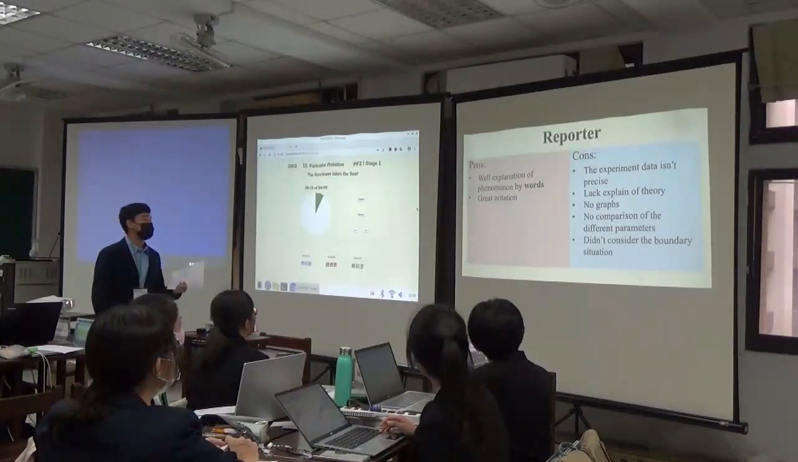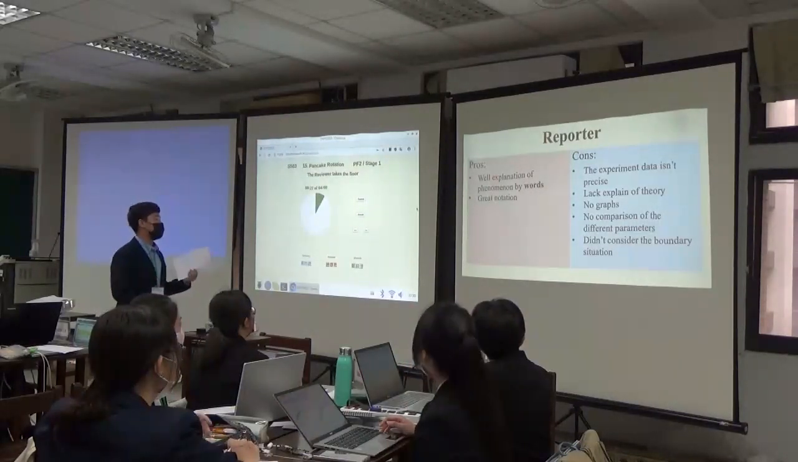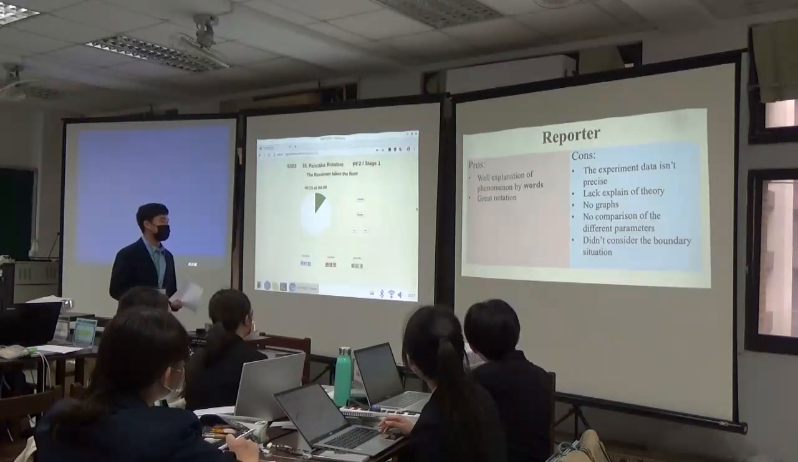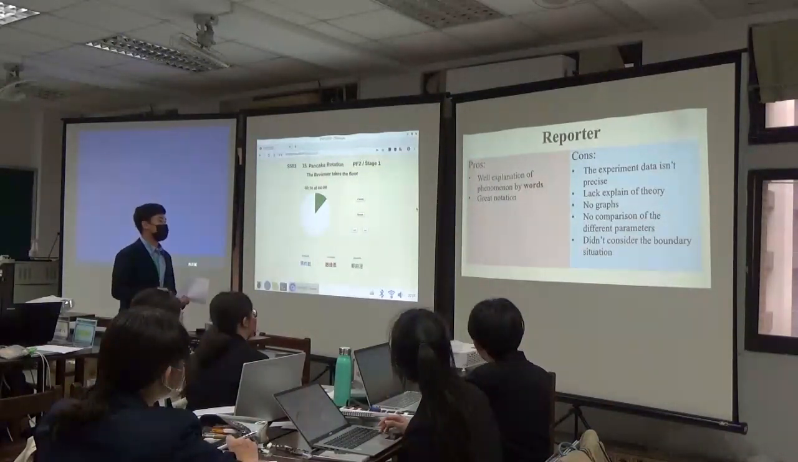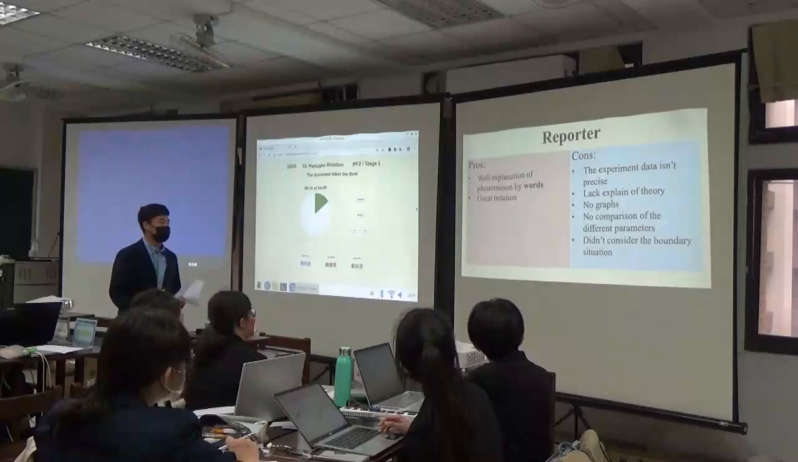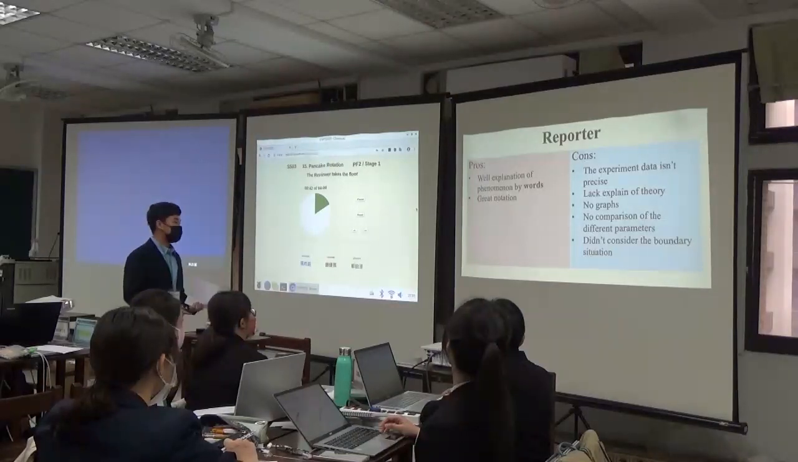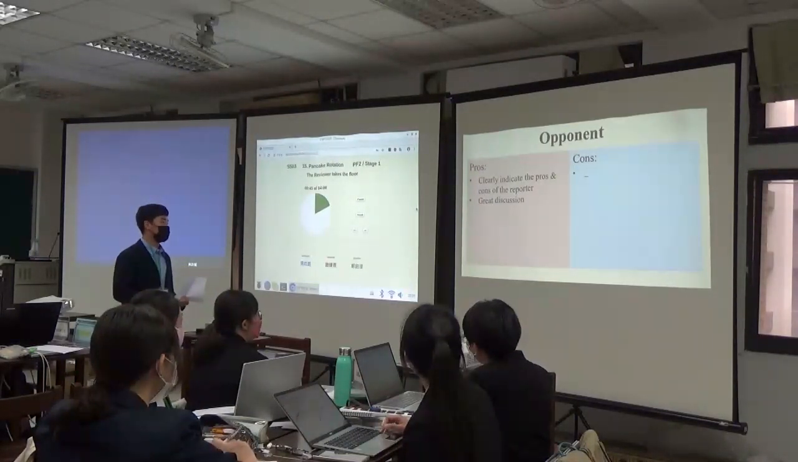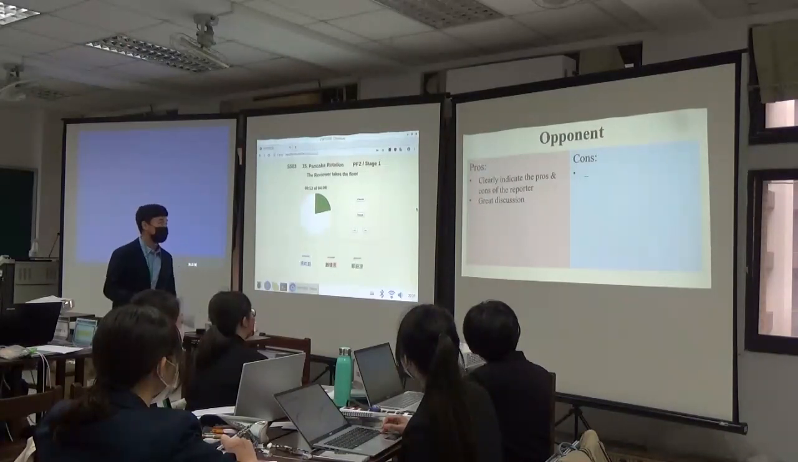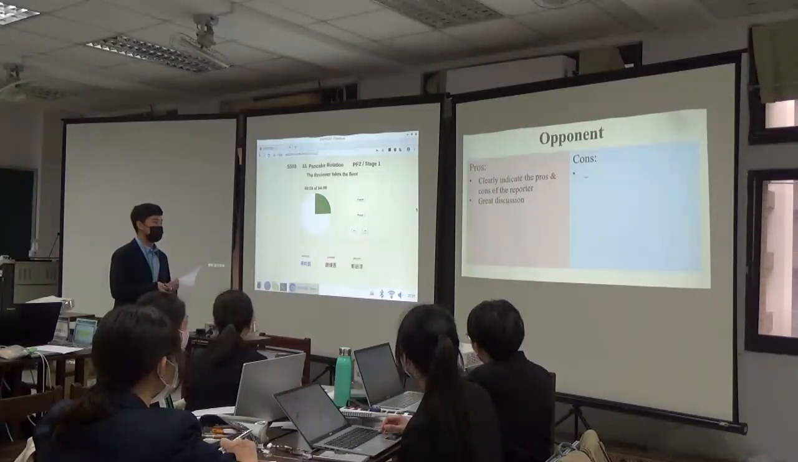Okay, it's the reporter's pros and cons. The reporter gave a good explanation of the phenomenon in words and great notation, but the experiment data isn't enough, and there is a lack of explanation of theory, no graphs, and no comparison of the different parameters. And the opponent's pros: they clearly indicated the pros and cons of the reporter, and had a great discussion on the blackboard in her theory.